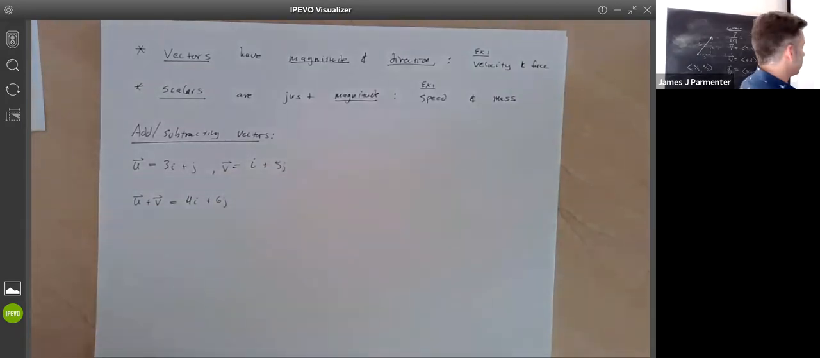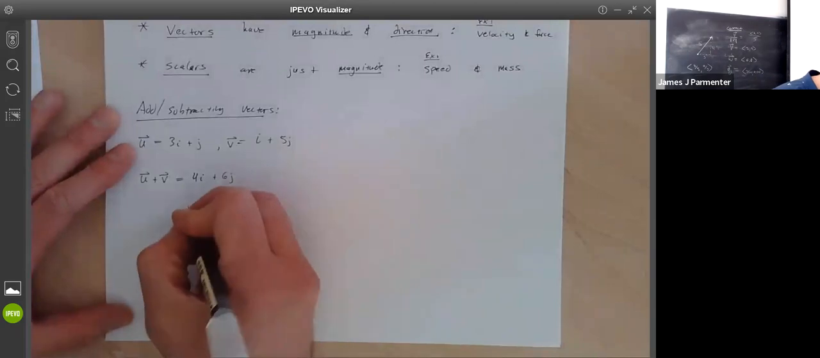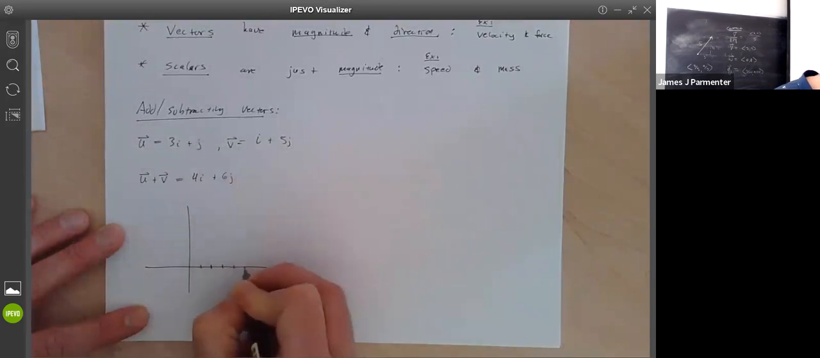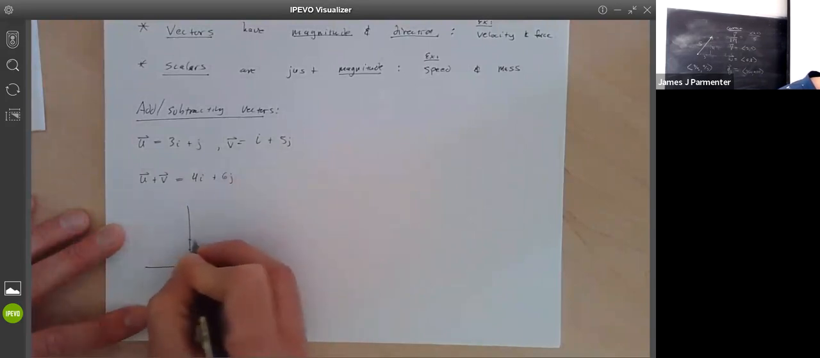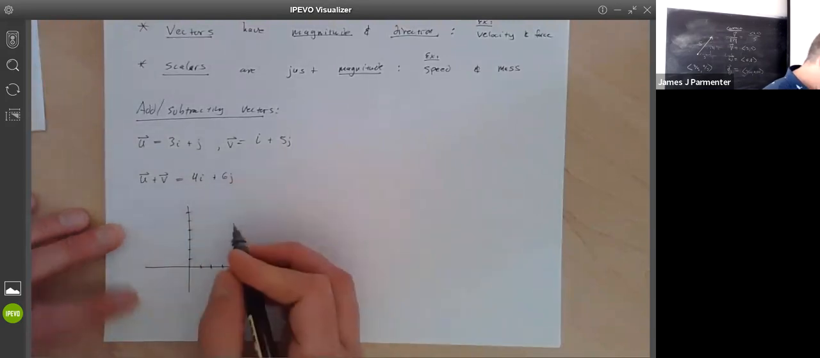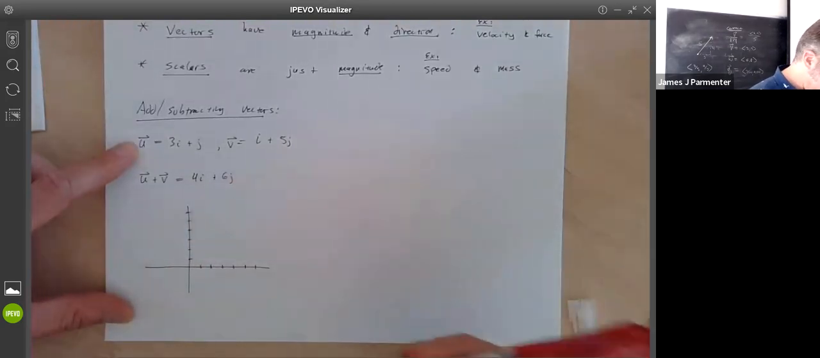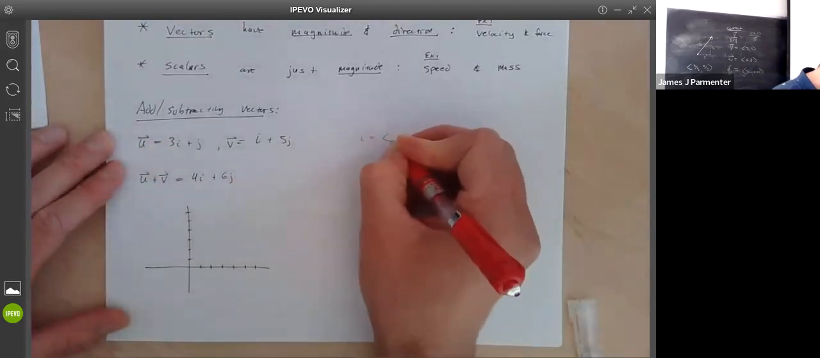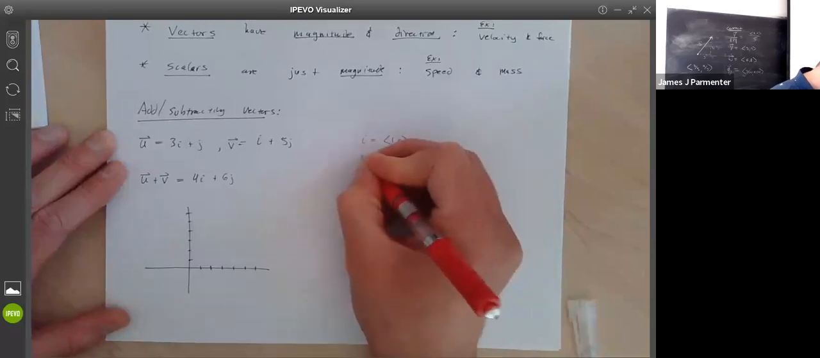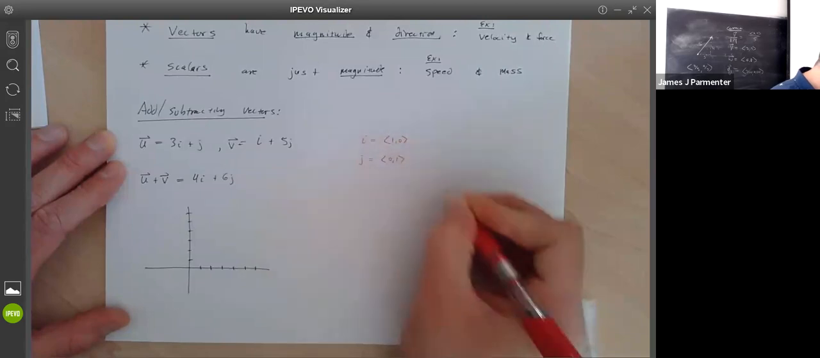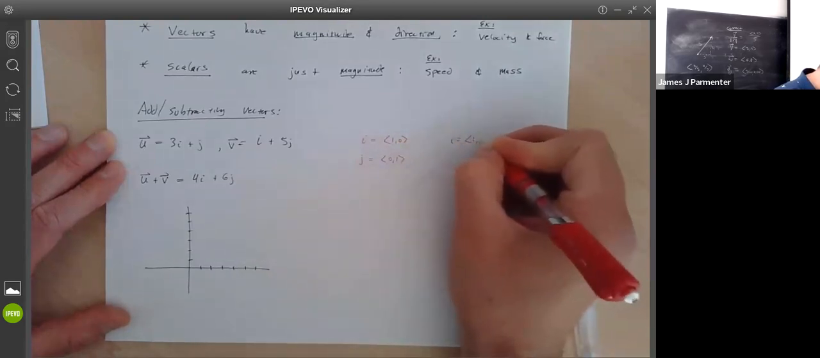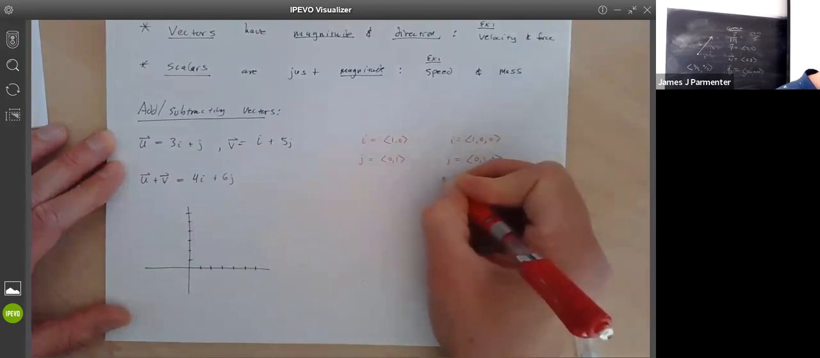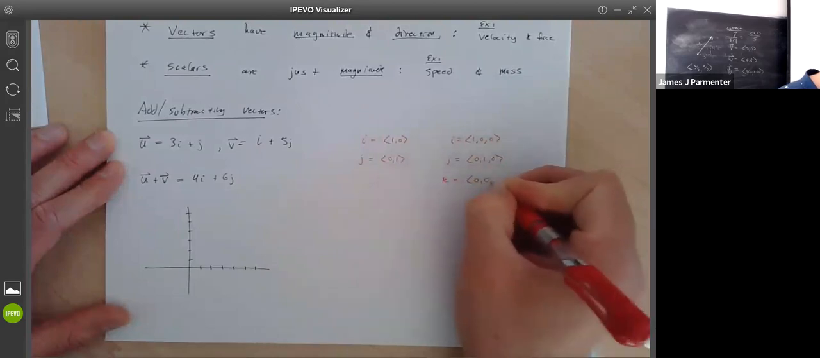Now, there is a nice graphical interpretation as well. This is where I should be very careful with my numbering. So let's see, u is 3i plus 4j. So I'm going to go 3 in the x direction. I should point out, i is the unit vector in the x direction. j is the unit vector in the y direction. Or if you're in 3 dimensions, i is the unit vector in the x direction, j is the unit vector in the y direction, and k is the unit vector in the z direction.